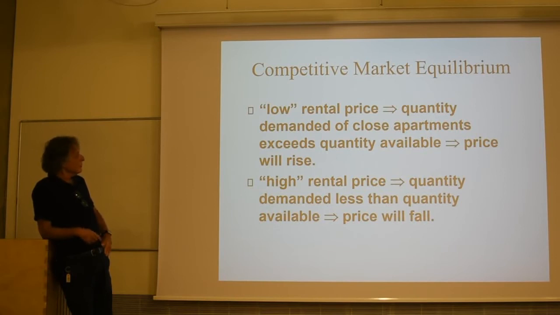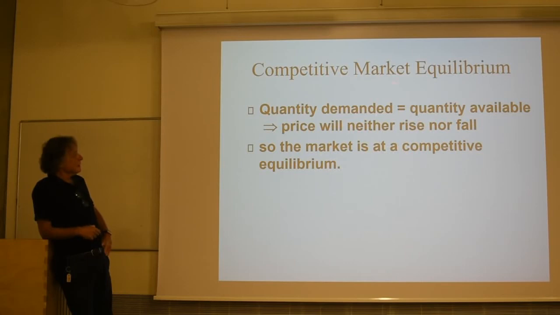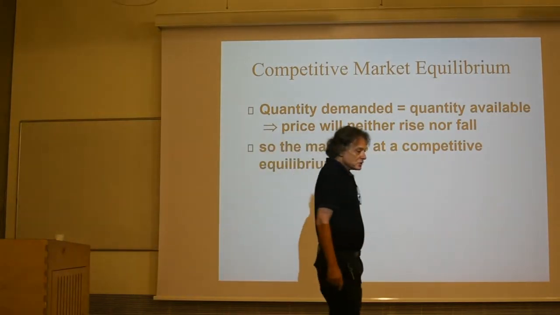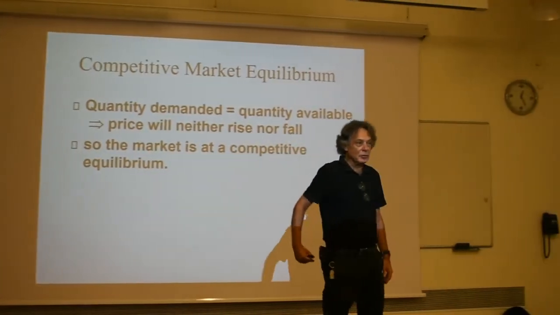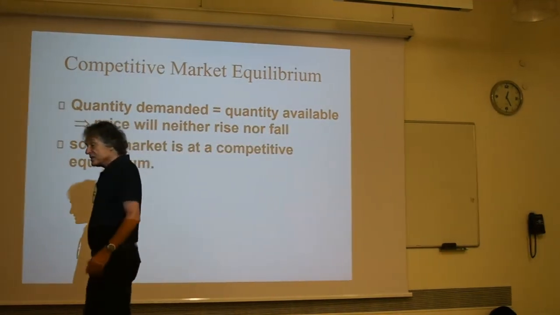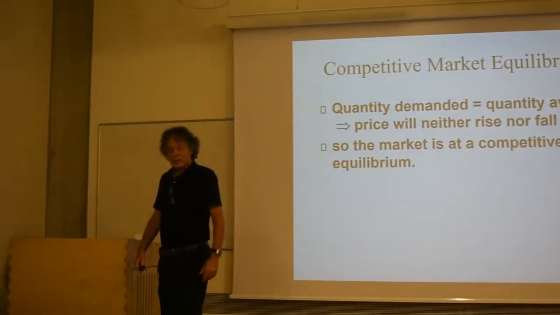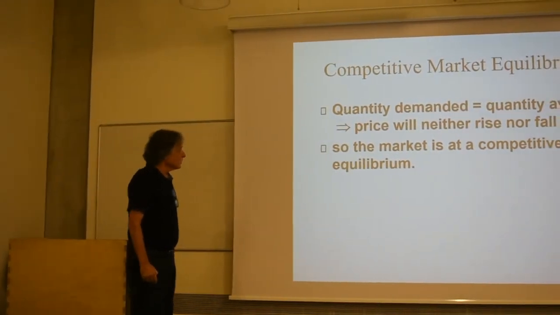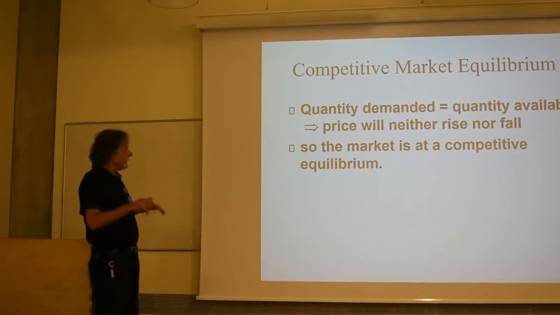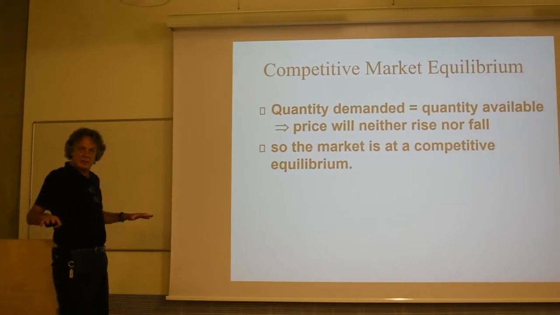So we are talking about the quantity demanded in equilibrium. The quantity demanded equals quantity available, and under these circumstances, price will neither rise nor fall. If the demand equals supply, there's no reason for the price to rise, because then you'll get vacancies, you will not be able to rent everything, and there's no reason for the price to fall, because in that case the demand will be more than 100, more than available. So in equilibrium, market clears.